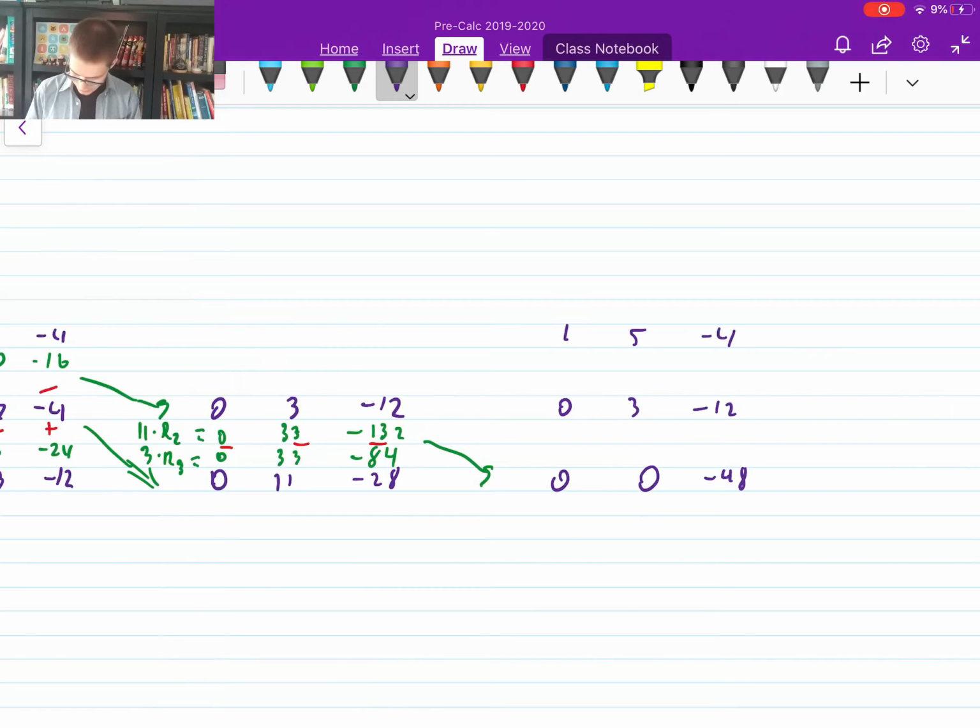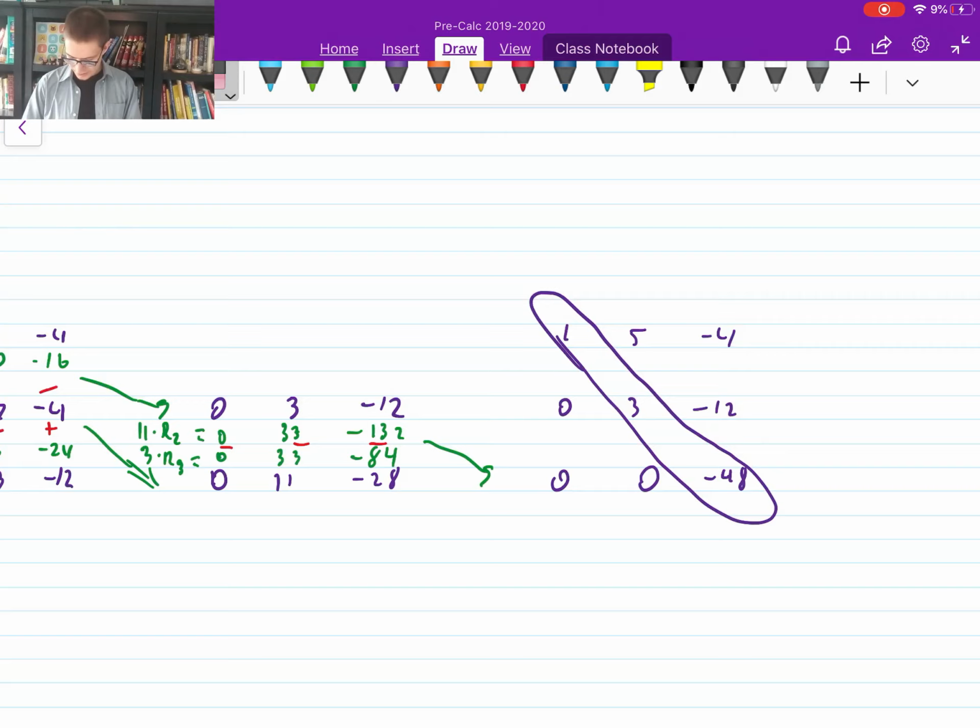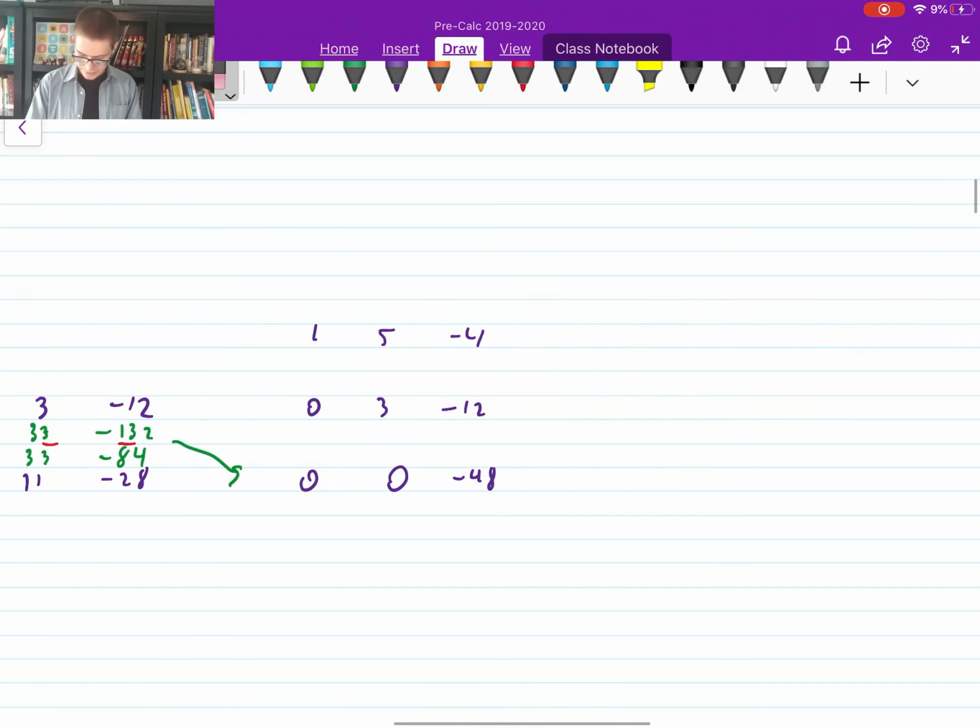Okay, cool. So now we're going to reduce this down a bit. We've got to get these to be 1s. So what we'll do is multiply the middle row, row 2, by 1/3 to get that down. So we'll do 1/3 row 2. That gives us 0, 0, 1, and negative 4.